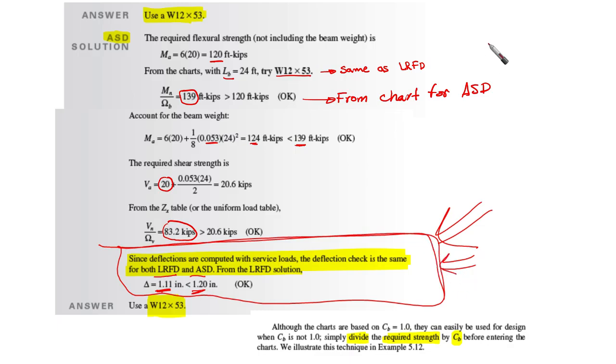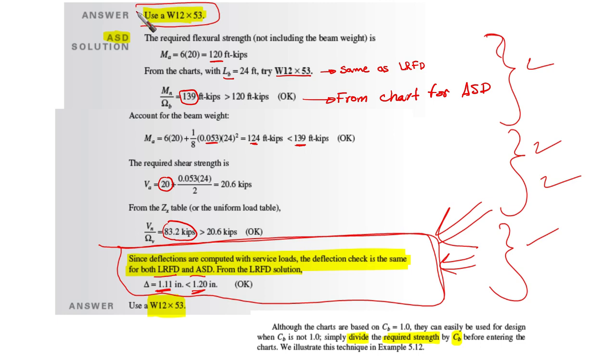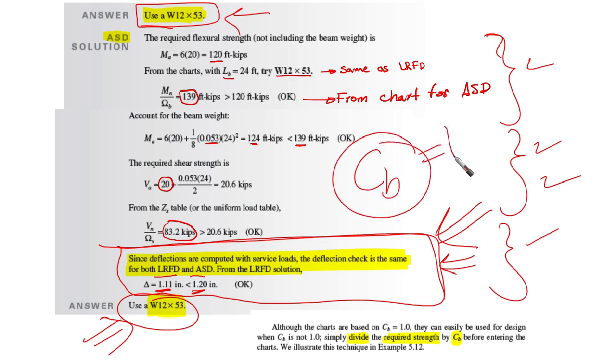Okay, similarly in ASD, flexure, shear, and deflection are okay. Then our cross section, which we have chosen from the beginning, is okay. Okay, this is how it works for us. So now I think that it is okay for us. Remember well that our CB in this example was 1, so we didn't modify anything.